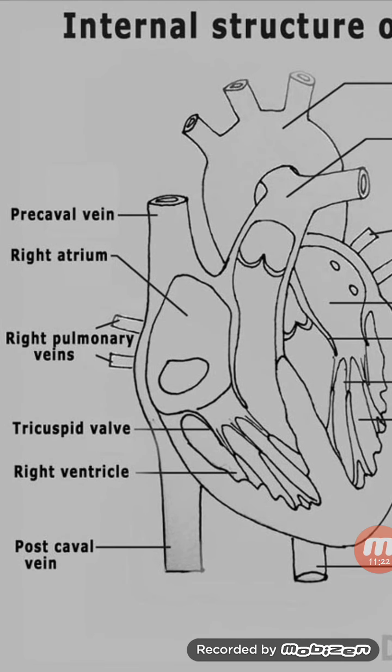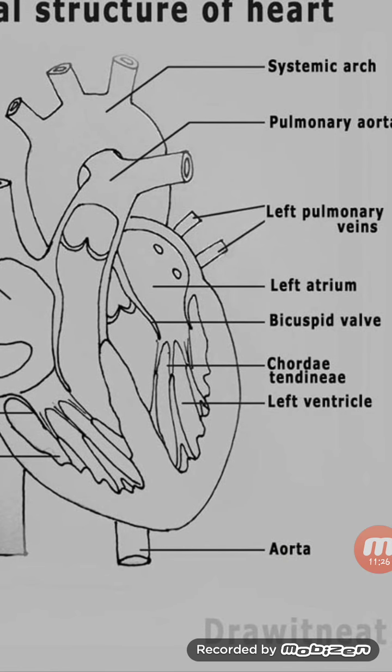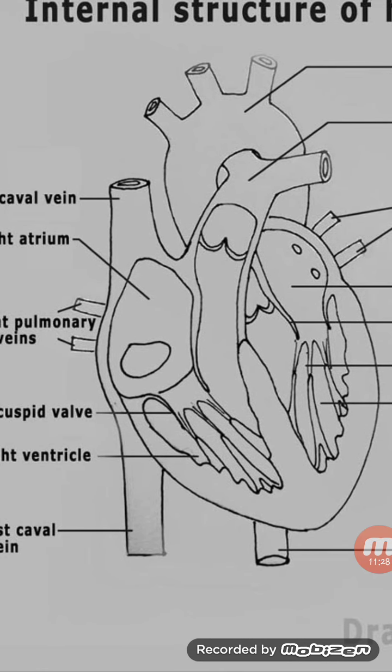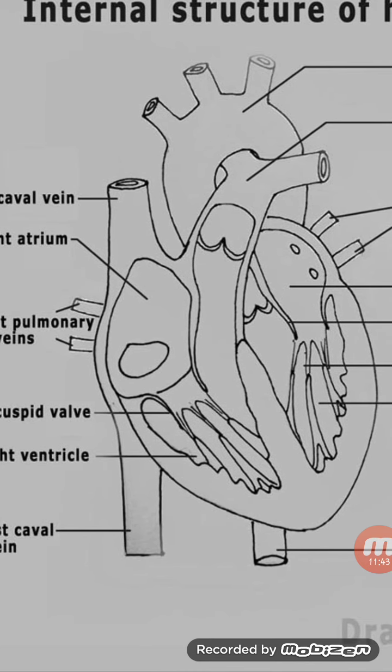See here, this is right atrium. This is left atrium. Right atrium is larger than the left. In the fetal heart, the interatrial septum has a small pore called foramen ovale.